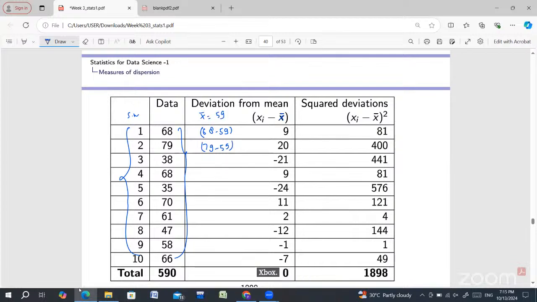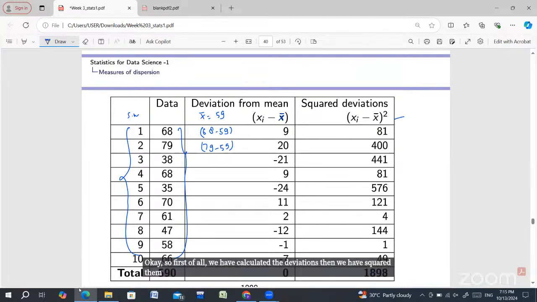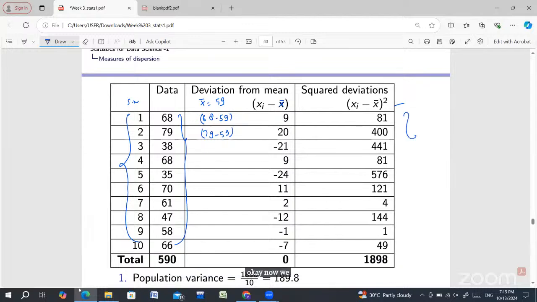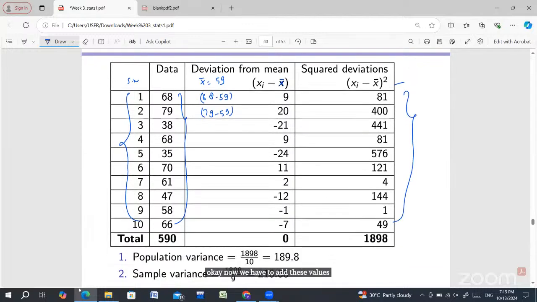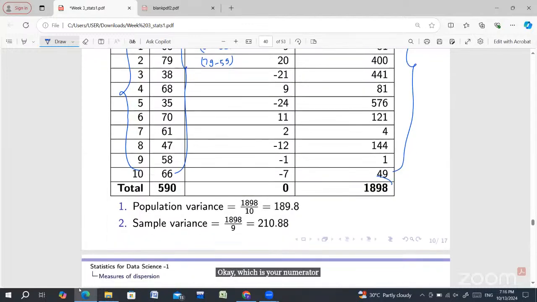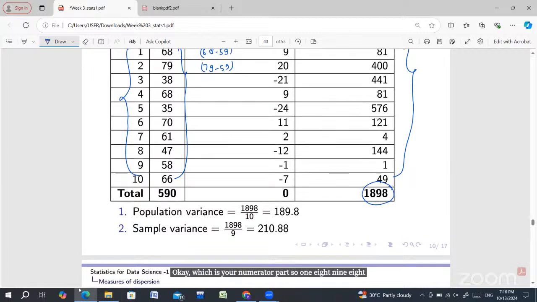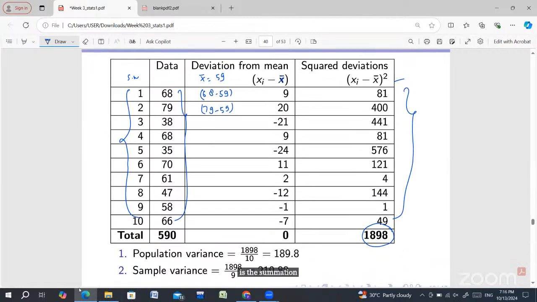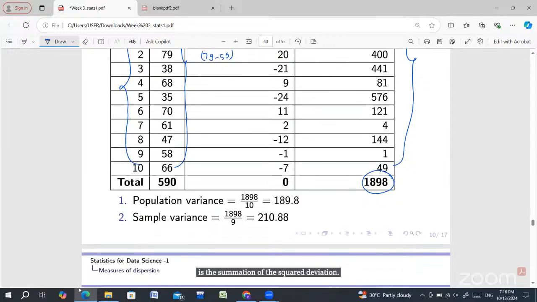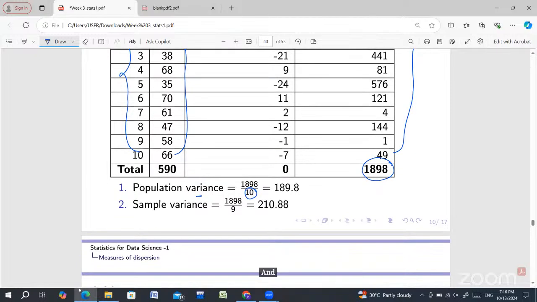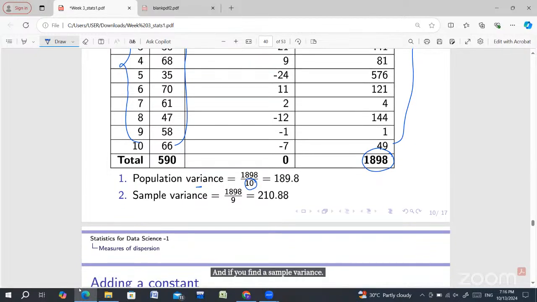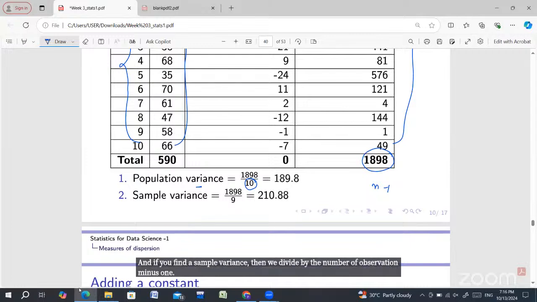So first we calculated the deviations, then we squared them. Now we add these values, which is your numerator part. 1898 is the summation of the squared deviations. If you have to find population variance, we divide it by the total number of observations, and if you find sample variance, we divide by the number of observations minus 1.